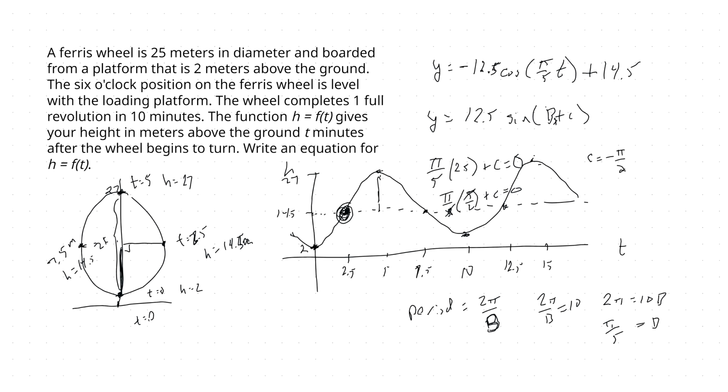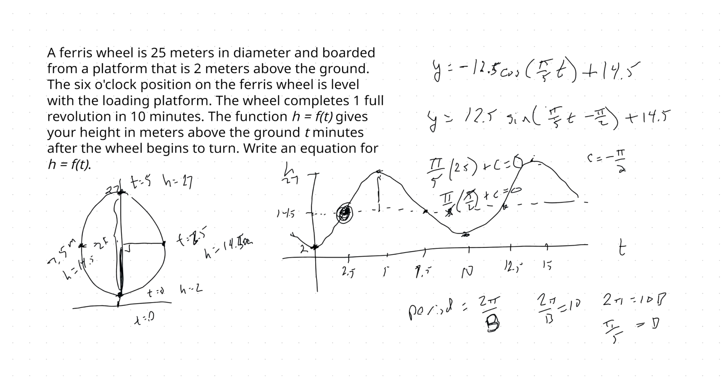So the equation would look like y equals 12.5 sine of pi over 5 times t minus pi over 2, plus the 14.5. So for the sine curve, the amplitude stays the same, the period stays the same.